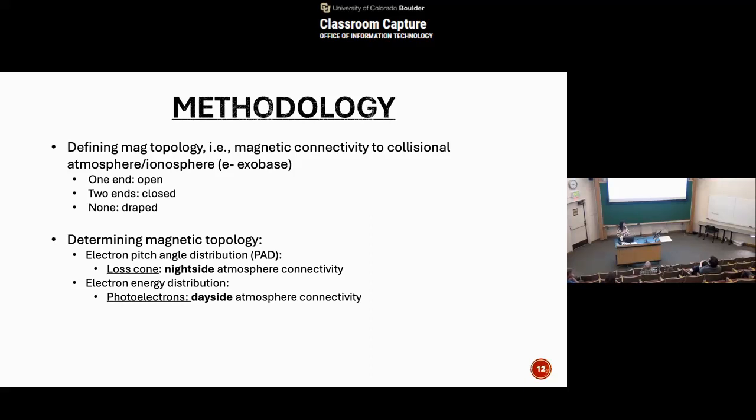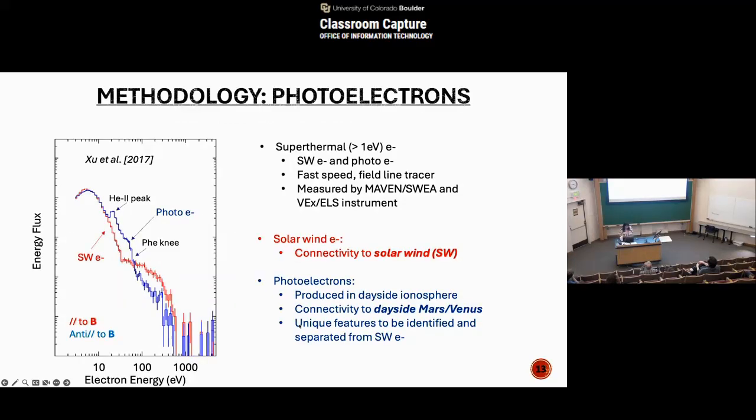Now let's talk about how we actually determine magnetic topology. We use the electron data, more specifically the electron angular and energy distribution. We can determine if the magnetic field is connected to the collisional atmosphere or ionosphere on one end, or both ends, or not at all. That defines open, closed, and draped. I'm going to go into details of how we do it.